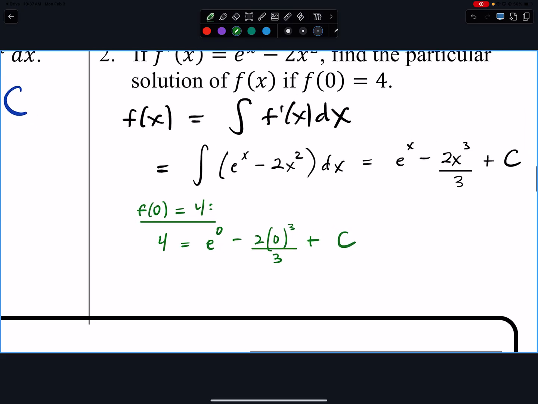Okay, this is nice because 0 cubed is just 0, times 2 divided by 3, so we don't care. What is e to the 0? 1. Subtract 1 from both sides, and what's c? What? Oh, yeah, it's 3. Yeah, you're right. It's 3.